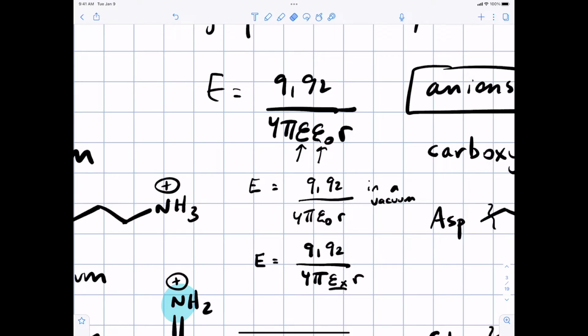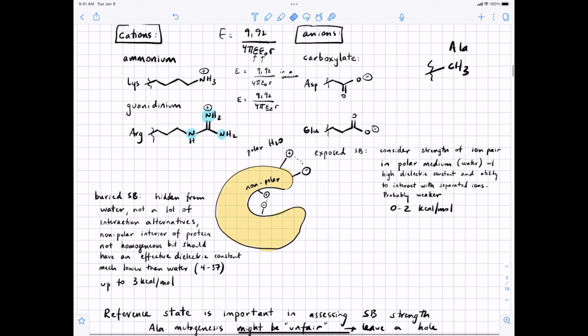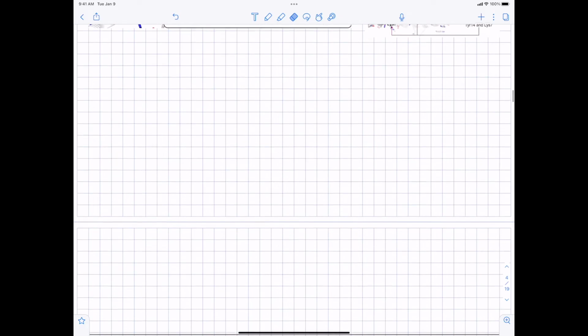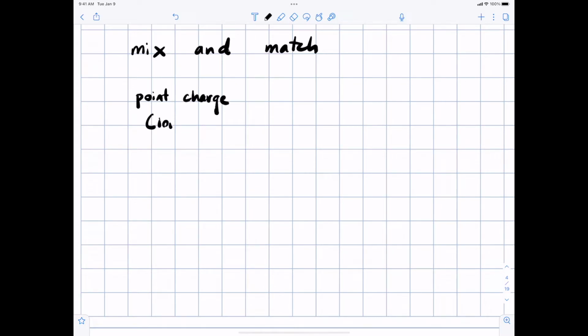So that's probably enough about charges. And in terms of these non-covalent interactions, it's sort of mix and match. So what do I mean by that? You've got a couple of different options for non-zero charges, right? You can have the point charge, which we're going to call an ion.